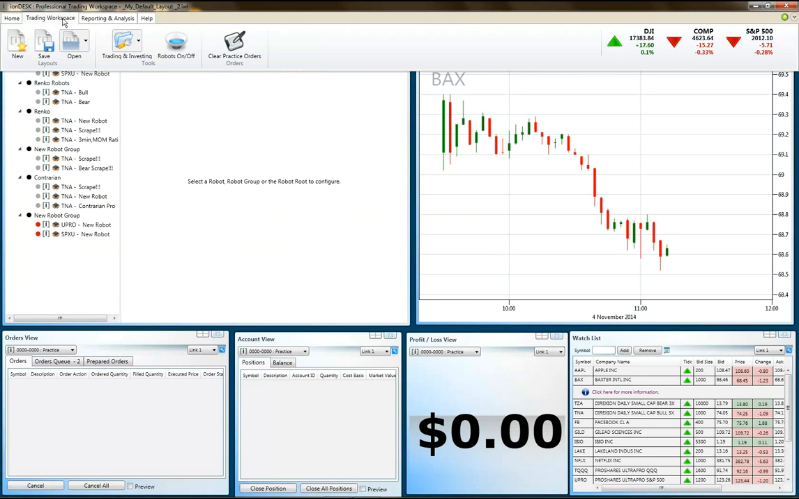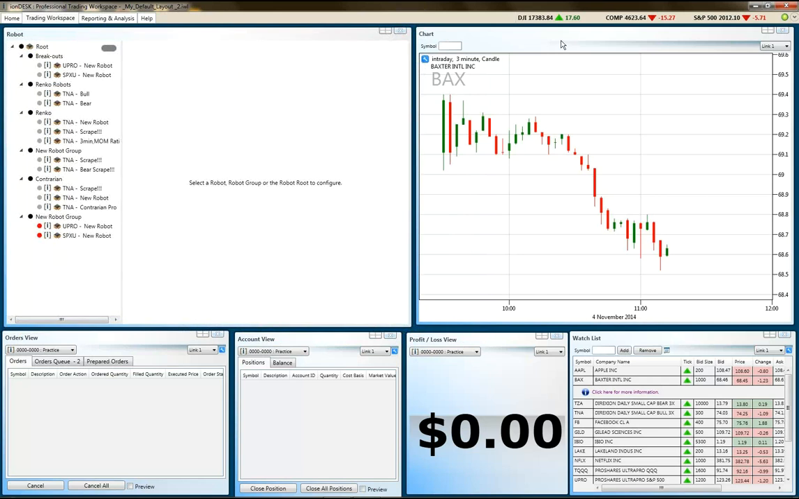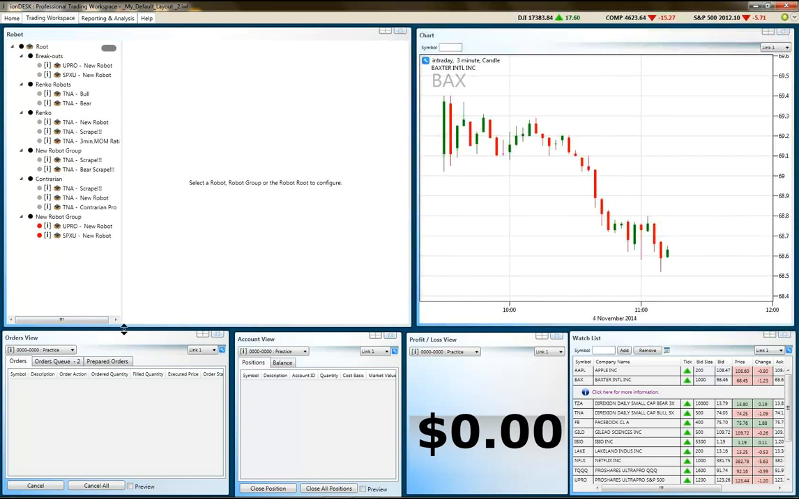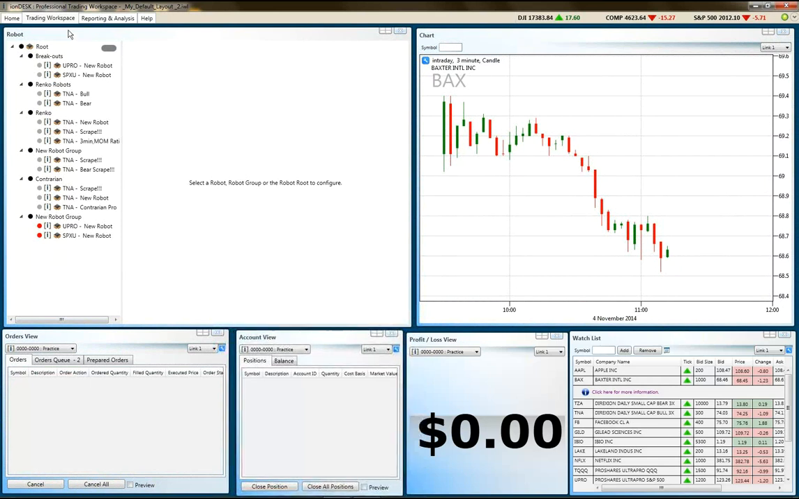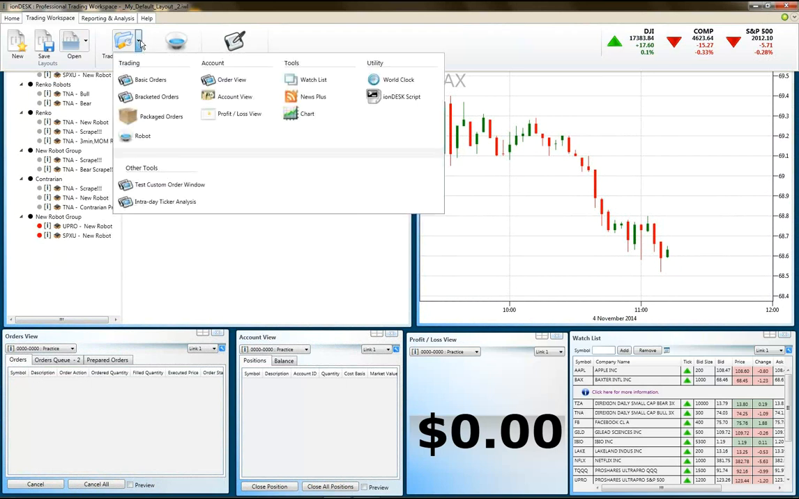Mm-hmm. And what I'll do now, I'll just click the trading workspaces, and I'll enter it into our workspace. As you can see, I have several things set up here. I've got my robot window there. I've got my chart to the right, my orders view. Where do you get those views from? From the top toolbar, or you click on trading and investing. Yeah. And then you're able to see all of the tools that are available. Oh, okay. Yeah, I found those. I didn't realize that.